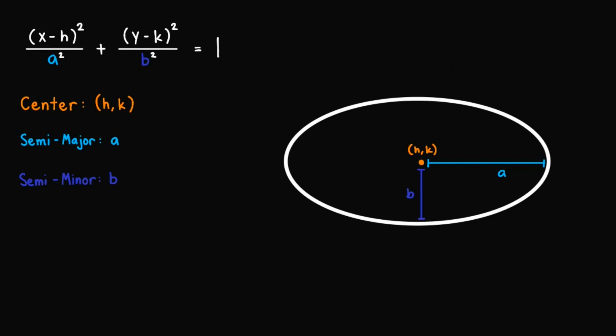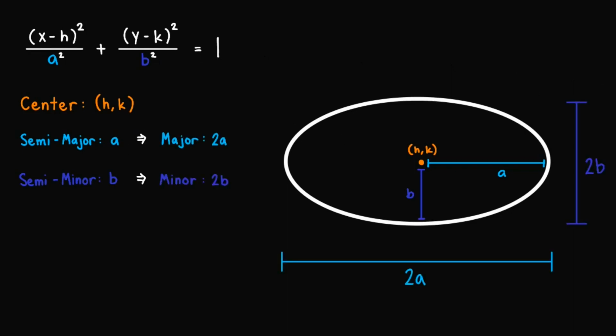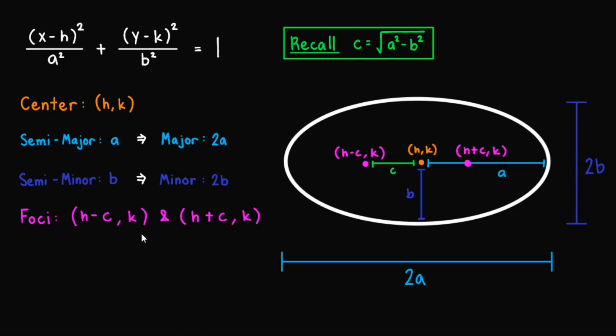Then from these two, we can obtain the major and the minor axis, their lengths, which is just 2 times a and 2 times b. Aside from this, we also know how to get the foci. So the foci is given by (h minus c, k) and (h plus c, k). But what is c out here? c represents the focal distance, which is given by the square root of a squared minus b squared. We were able to derive this one in a former video in this playlist. So that is how we obtain the foci of an ellipse oriented horizontally.